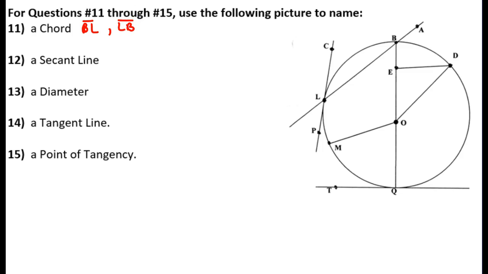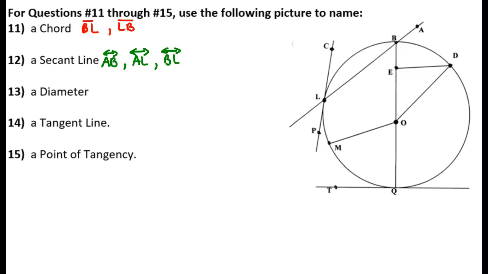A secant line. Remember, a secant line goes through the circle but not through the center. So there's three ways to name this specific line because that is your secant. You could name it as AB. You could name it as AL. Remember, you must have the arrows at the end. Or BL. And of course, you could switch these two letters around if you want to.